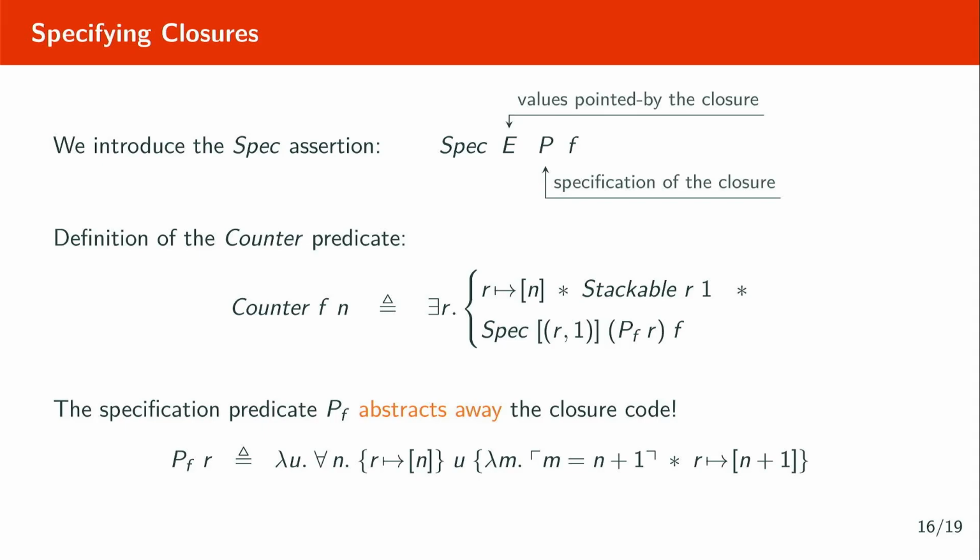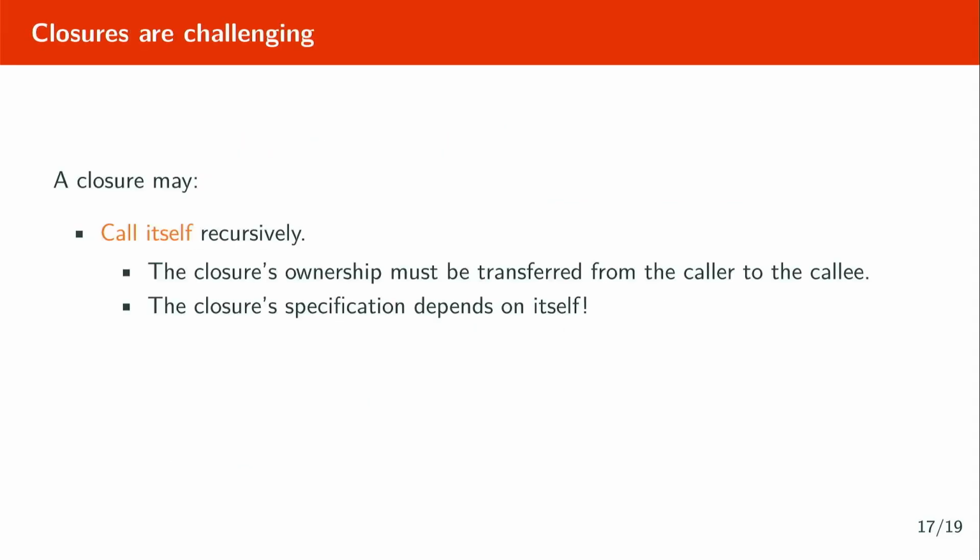Okay, but this counter example is pretty easy. The general case is challenging, as the closure may call itself recursively. This means that the closure's ownership must be transferred from the caller to the callee. And this is more tricky, but the closure specifications depend on itself, because we need to access the specification to prove the specification. So we have to solve a pretty tricky interdependency here.